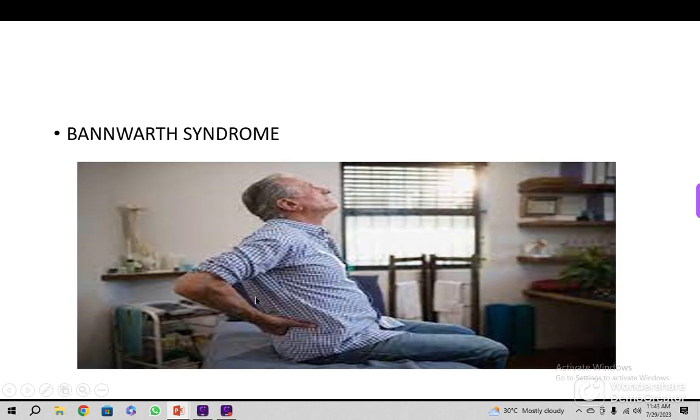This is Bannwarth syndrome, a painful condition. Radiculopathy is seen in this condition with lymphocytic meningitis and confusion. The patient becomes confused, possibly with a fever, possibly with signs of meningitis. This is Bannwarth syndrome.